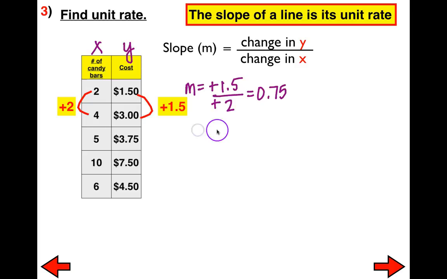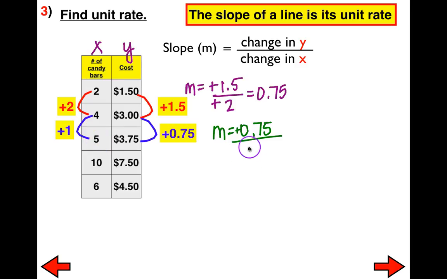I'm going to say, okay, equals, what is my change in y? It went from $3 to $3.75. So I'm adding 75 cents. That was easy. And then I went from 4 candy bars to 5 candy bars. So I added 1 candy bar. So that's going to reduce to 75 cents. I'm going to repeat this process again.